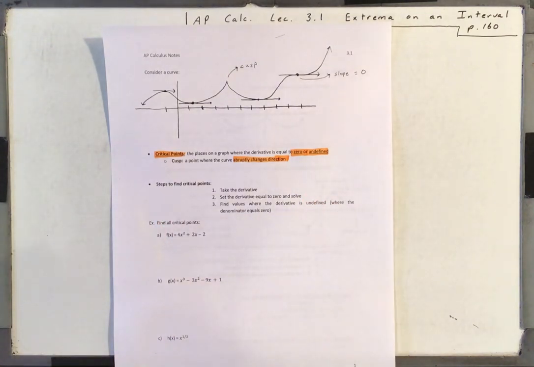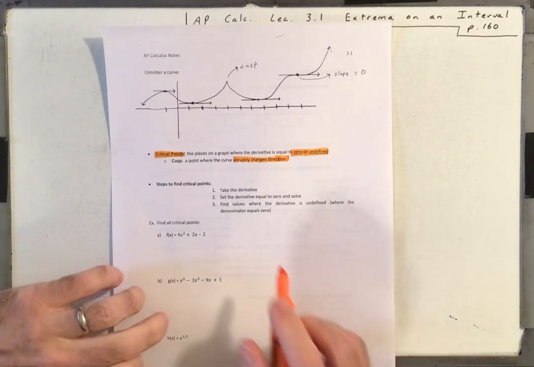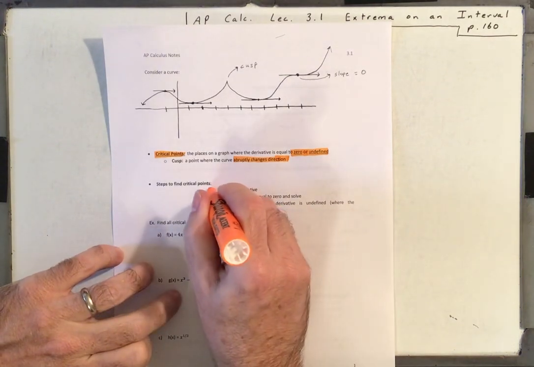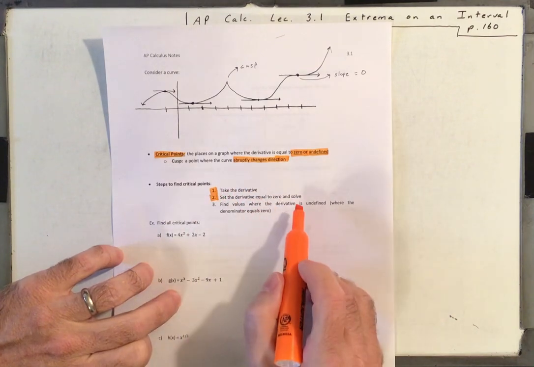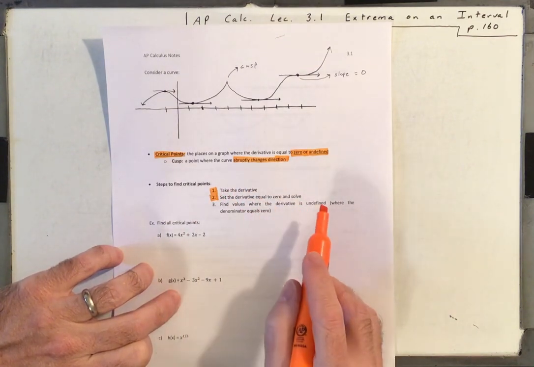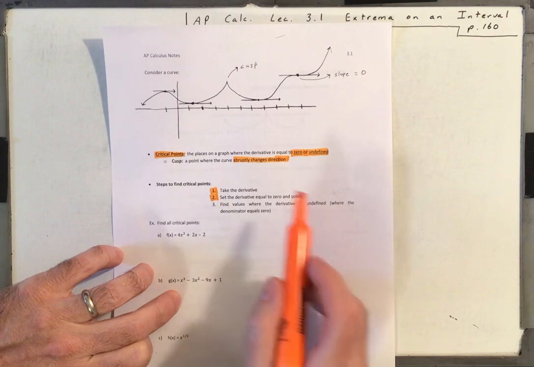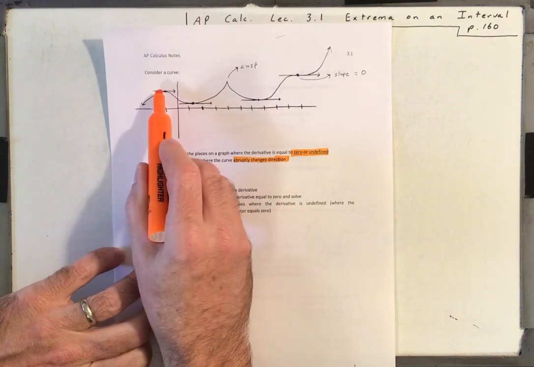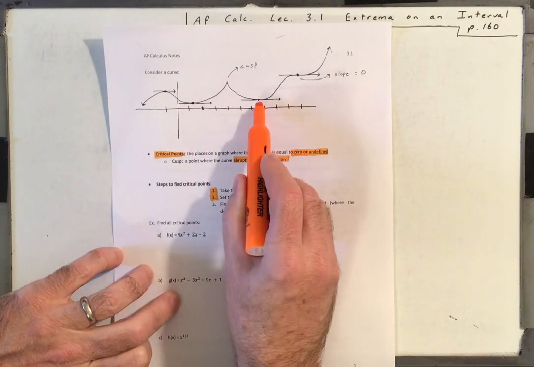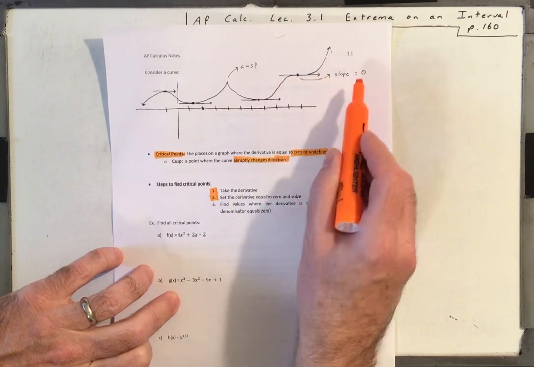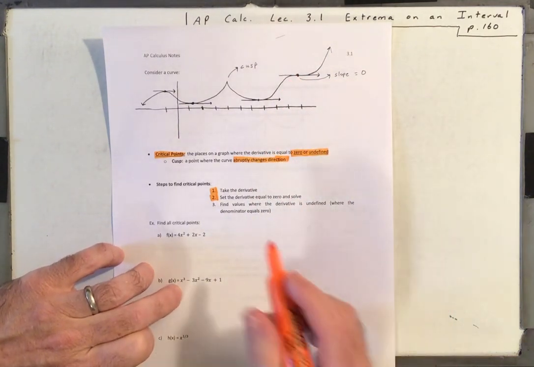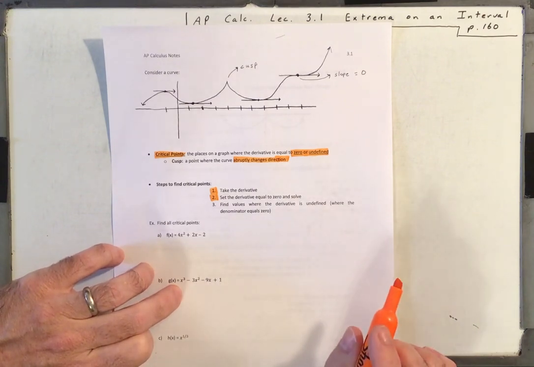Okay, so the steps to find critical points, we're going to take the derivative, set it equal to 0, and solve. Now, we did that in Chapter 2 to find where there was a horizontal tangent line. So you can see in several of these points on this curve, we have a horizontal tangent line where the slope is equal to 0. Well, we call that a critical point.